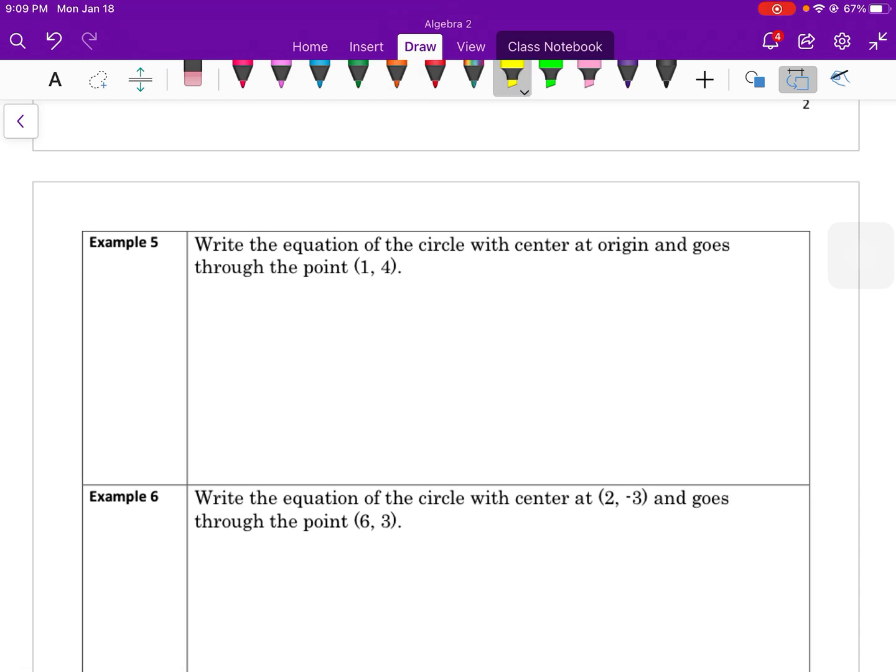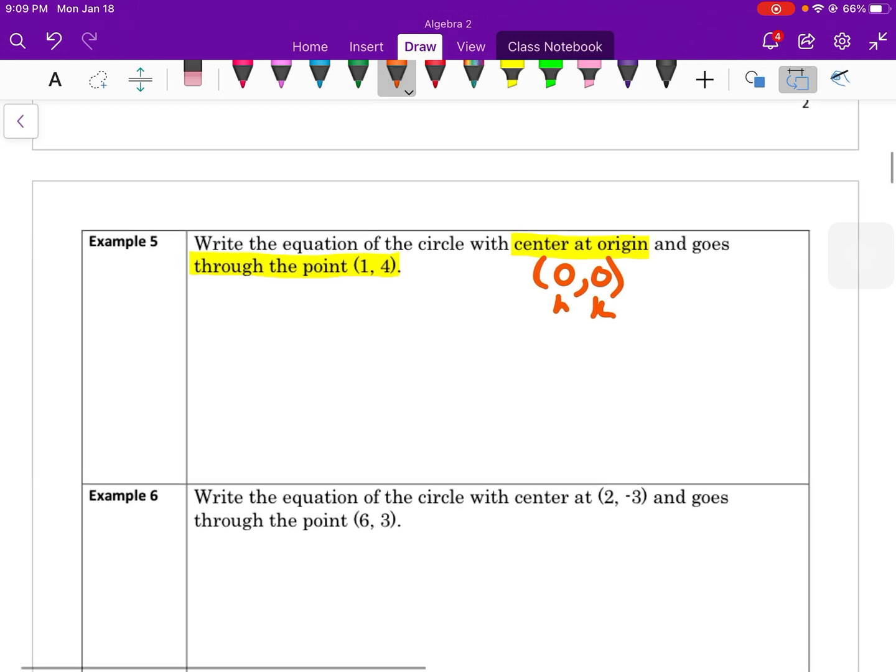All right, in this example, we want to write the equation of the circle with the center at the origin and goes through the point (1, 4). So when it's centered at the origin, that was (0, 0) for our h, k values, and it goes through the point (1, 4). So this is some point (x, y). Now we can plug those values in when it's of the form (x - h)^2 + (y - k)^2 = r^2.